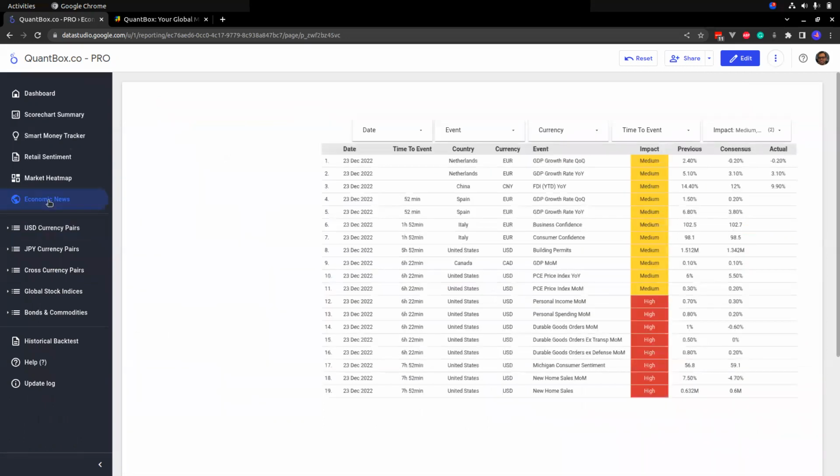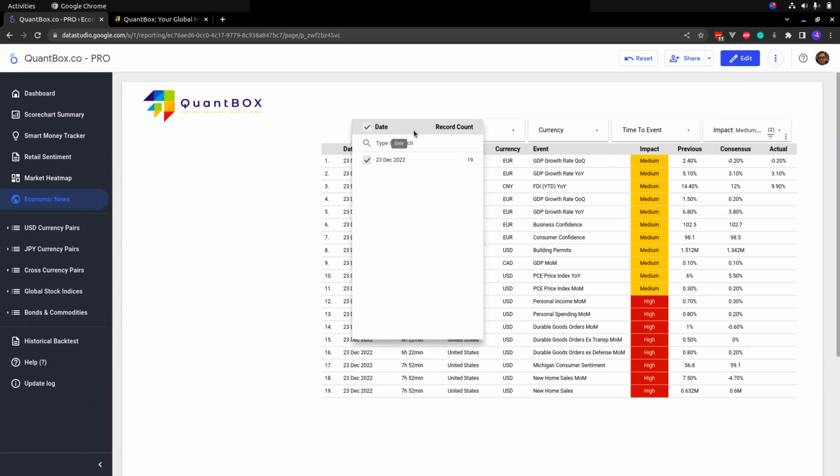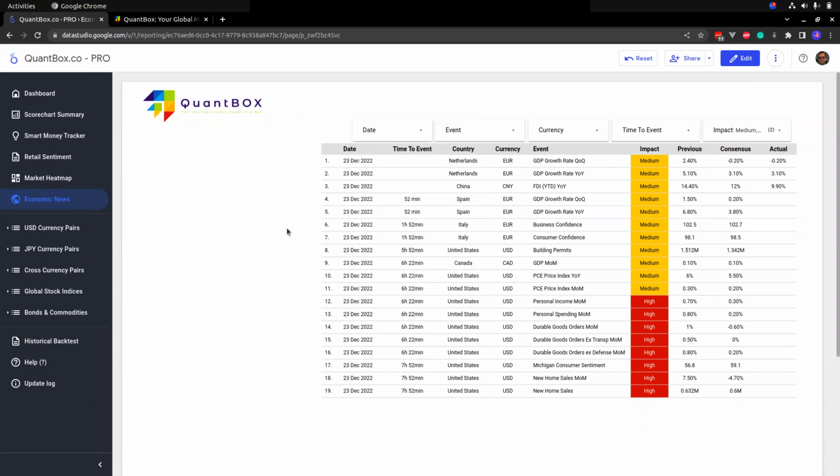Now, in terms of economic news, we can see here that we can change our impact to medium and high. I've done that. And we can change our date to today, which I've done. And that's our news for today. Yesterday, we had GDP coming out of the UK. And last night we had inflation data coming out of Japan. We'll take a look at that in a moment.